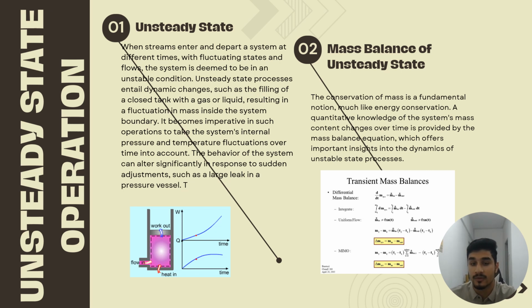Next, finally, for the last part of the open system, we have unsteady state and mass balance of the unsteady state. When streams enter and depart the system at different times, the system is deemed to be in dynamic change, such as the filling of a closed tank with a gas or liquid, resulting in a fluctuation of the mass inside the tank. The mass balance is done on the tank, as the conservation of mass is a fundamental notion, like energy conservation. For a mass balance done on an open system, whatever flows in is equal to whatever flows out, as you can see in the bottom equations.